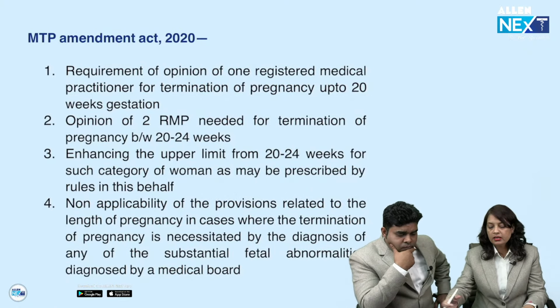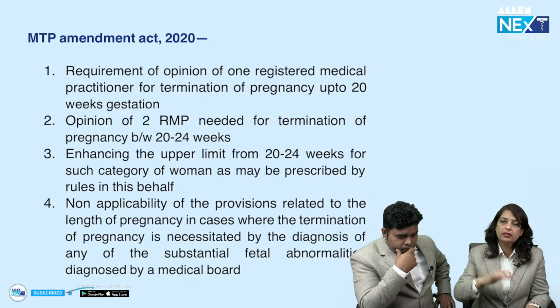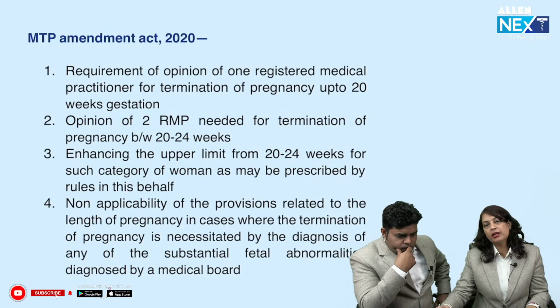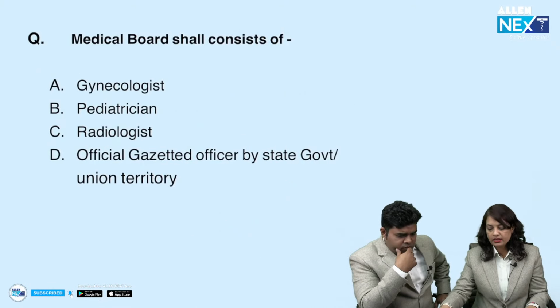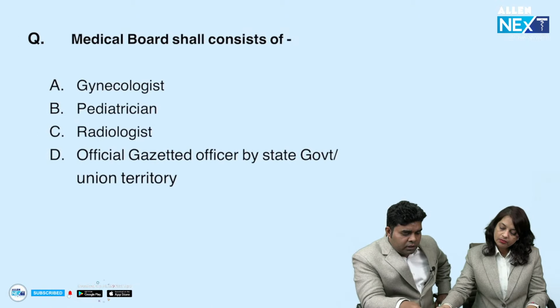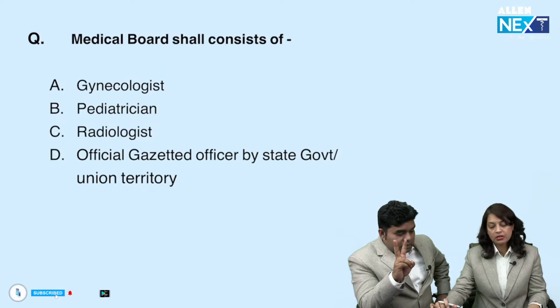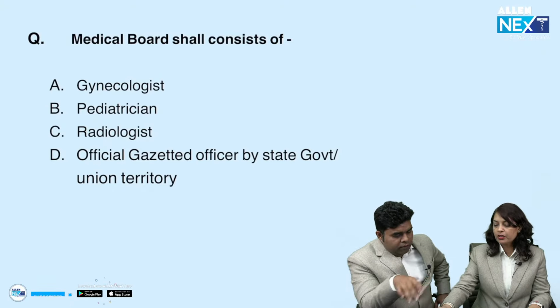The other differences between the latest 2020 Act and the 1971 Act we have already discussed. This is the medical board I have just mentioned. So what does it consist of? Gynecologist, radiologist, pediatrician and one gazetted officer, all appointed by the state.